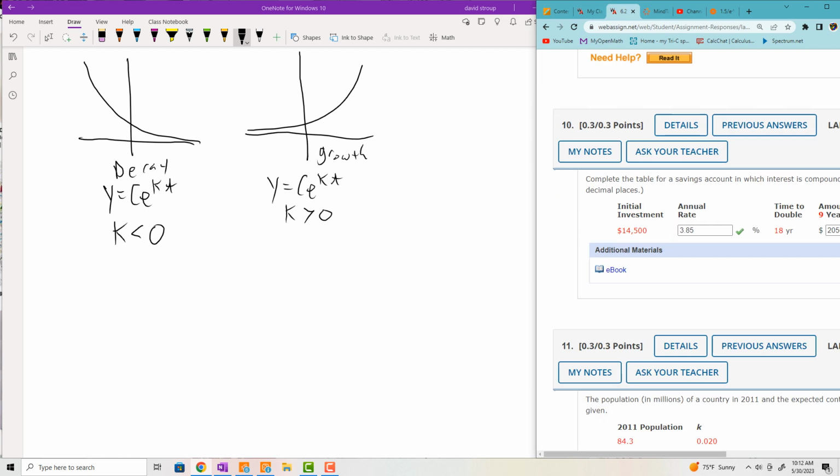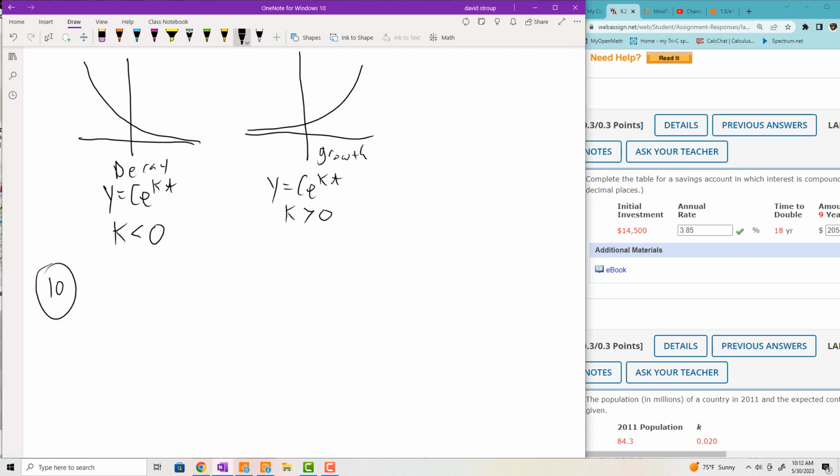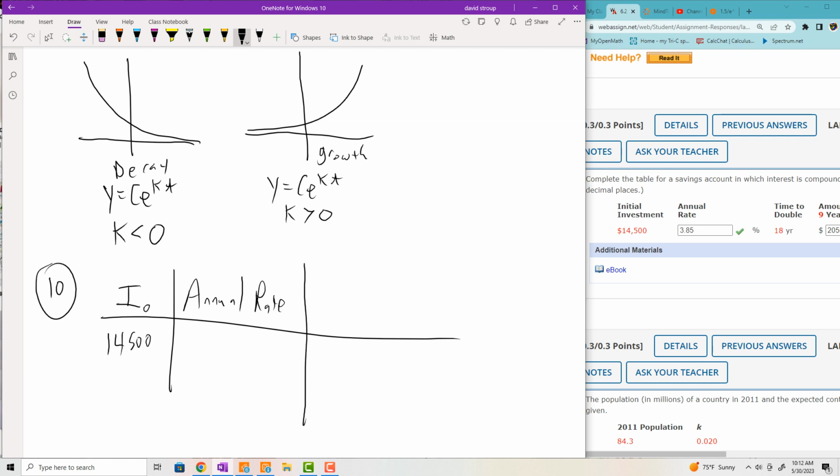Let's see if there's one in the homework. Yeah, sure. Okay, so problem 10. And instead of an initial amount of grams of some isotope, you'll have an initial investment. So again, I'll call that I sub 0. Our initial investment for this problem is $14,500. You'll have an annual rate, so that'll be interest. You'll have a doubling time instead of a half-life. And then you'll have an amount after a certain number of years.